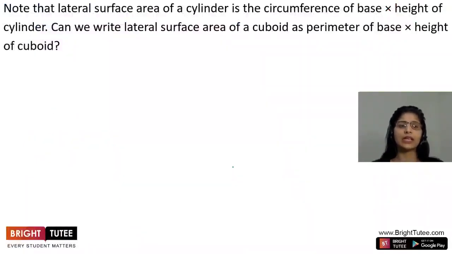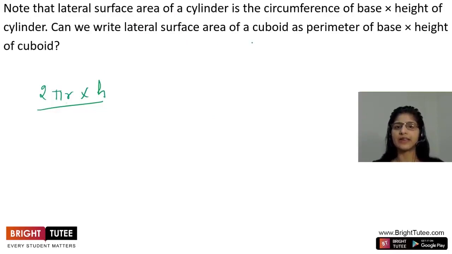Now, if you see, they're asking, note that lateral surface area of a cylinder is the circumference of base and height of the cylinder. Yes, it is same because it is 2 pi rh. 2 pi r is the circumference of base and h is the height. Now it is giving us the curved surface or total lateral surface area of the cylinder.